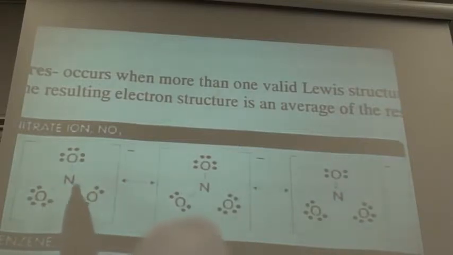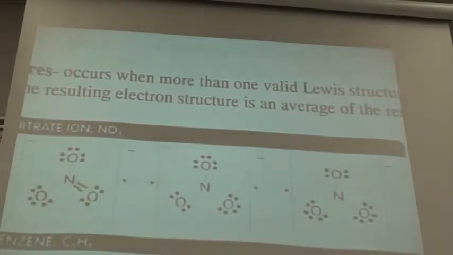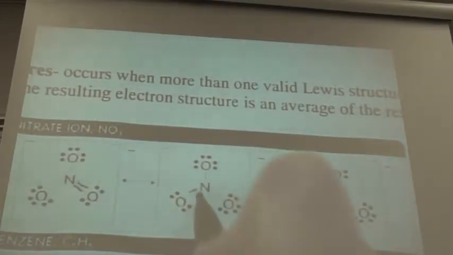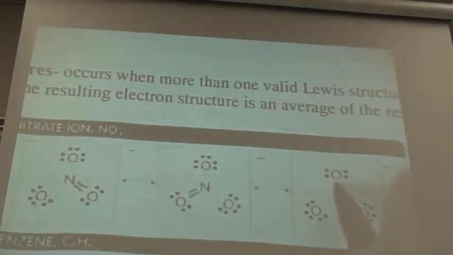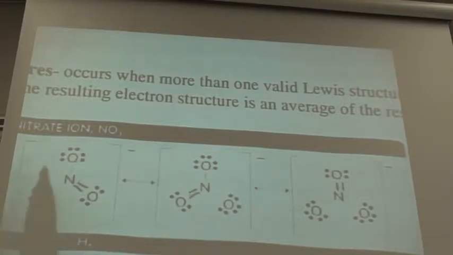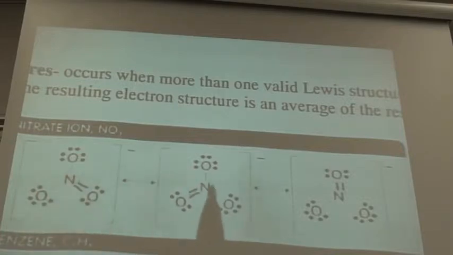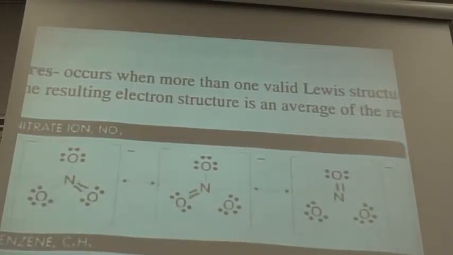You can see that in this iteration, they drew the double bond here, in this one, right here, and in this one, right here. All three of these are valid Lewis dot structures. How do you know which oxygen to put the double bond on? It really doesn't matter.